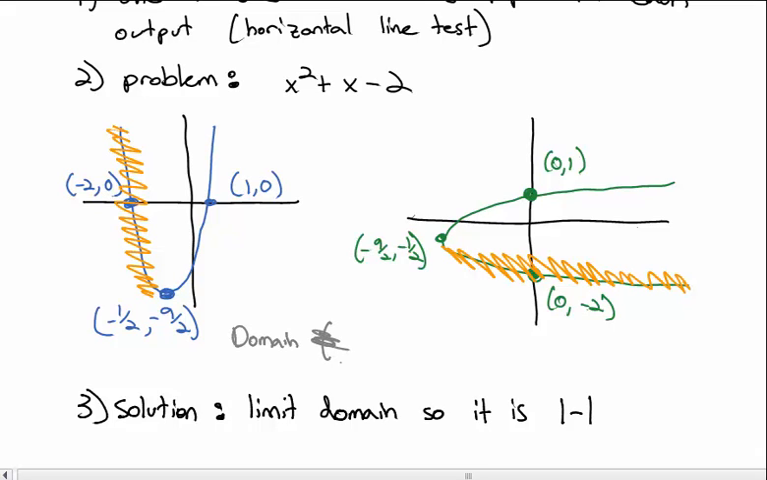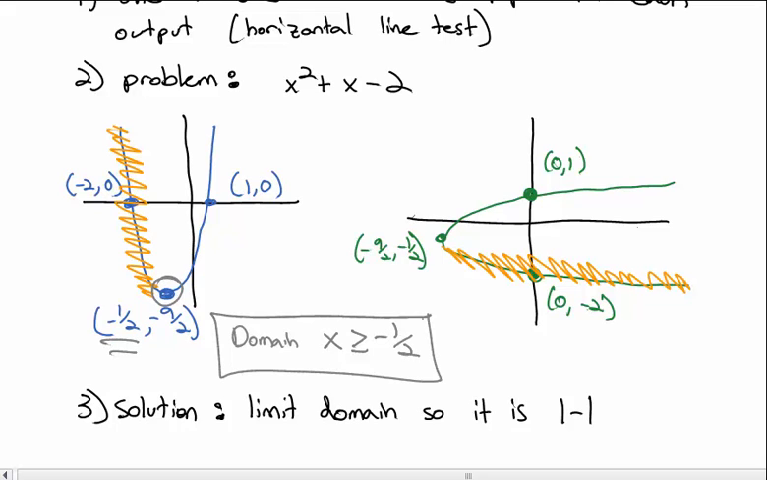So we limit the domain of the original problem. How about we do it with inequality symbols? We're going to say x has to be greater than or equal to that starting x value of negative 1/2. If we restrict the domain, we've gotten rid of that extra arm that violated the vertical line test in the inverse, or the horizontal line test of the original problem. We want to make the original problem such that a horizontal line is only going to cross at one point.